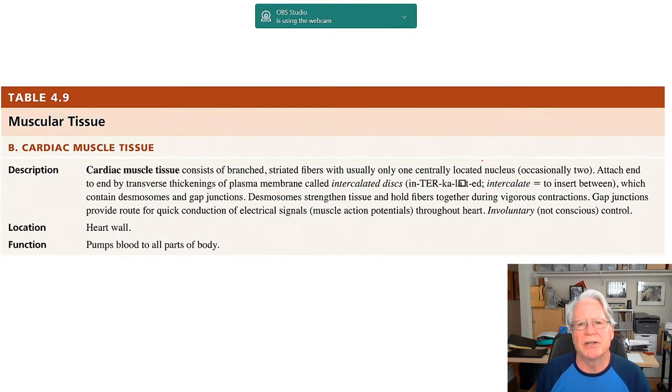All right, let's take a look. So cardiac muscle tissue, branched, striated fibers. Okay? Usually one centrally located nucleus. Occasionally you can have more than one. And they have these special intercalated discs which connect one cell to the other. Where do we find it? Obviously the heart, and its job is to pump blood.